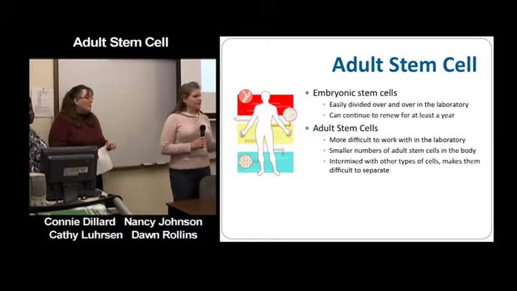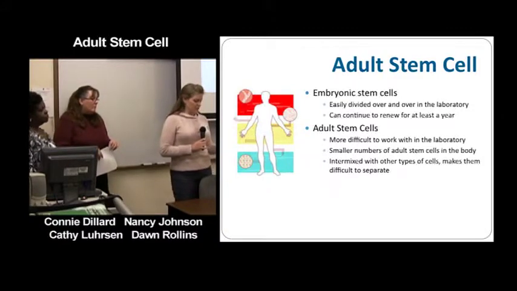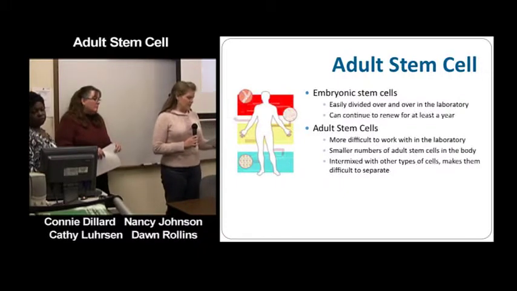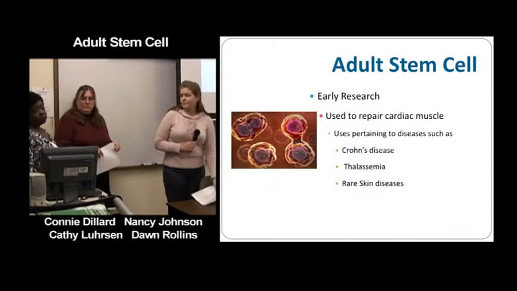Even though it is a harder process to harvest adult stem cells, one thing that makes them superior to the embryonic or the umbilical cord cells is that the process isn't as controversial, and we'll be discussing the controversial information a little bit later.